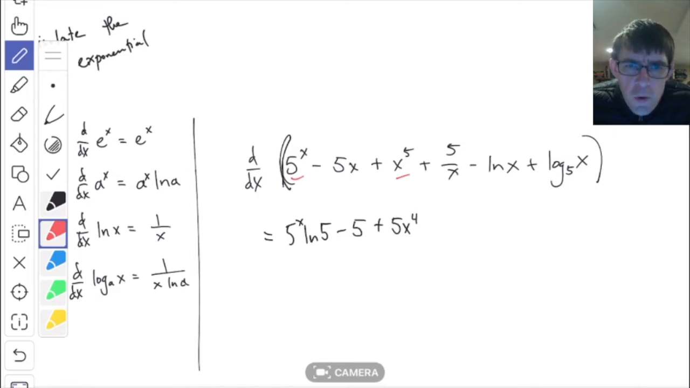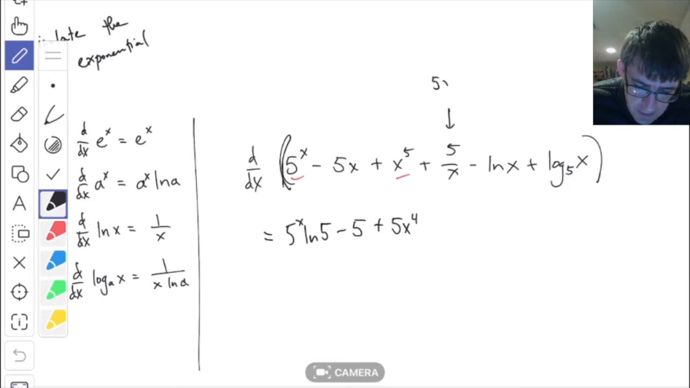How about 5 over x? How should we think about 5 over x? This one also is just something that we learned. We already knew how to do this before. You should think of this as 5x to the negative 1. And then when you take the derivative of that, you get negative 5x to the negative 2. All right?